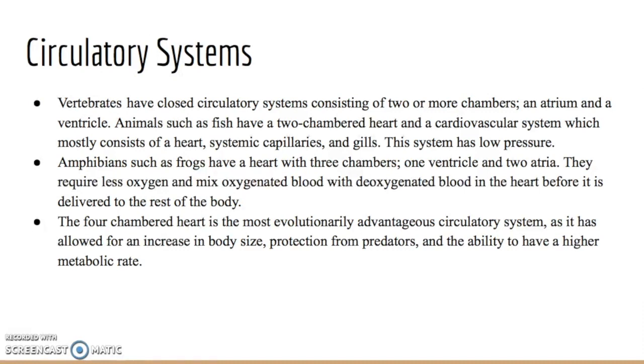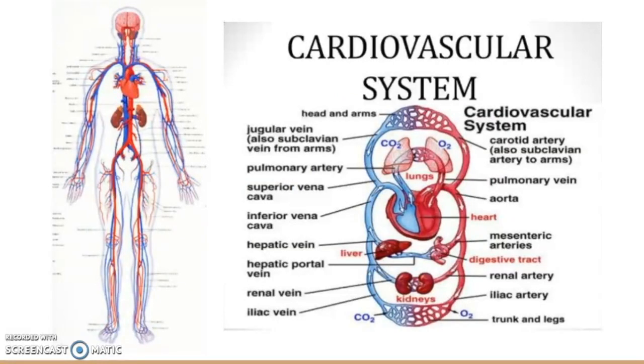Amphibians such as frogs have a heart with three chambers, one ventricle and two atria. They require less oxygen and mix oxygenated blood with deoxygenated blood in the heart before it is delivered to the rest of the body. The four-chambered heart is the most evolutionarily advantageous circulatory system, and it has allowed for an increase in body size, protection from predators, and the ability to have a higher metabolic rate. This is a showing of the cardiovascular system.